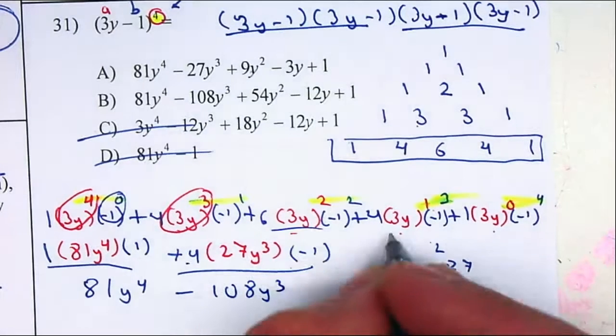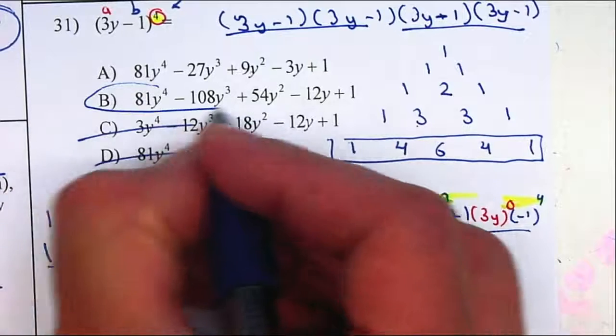And then we need to simplify each one afterwards. But in this case, we already have the answer. My answer should be letter B.